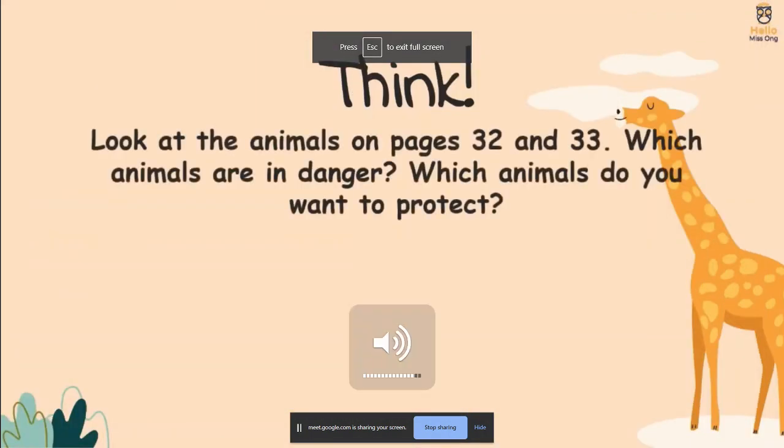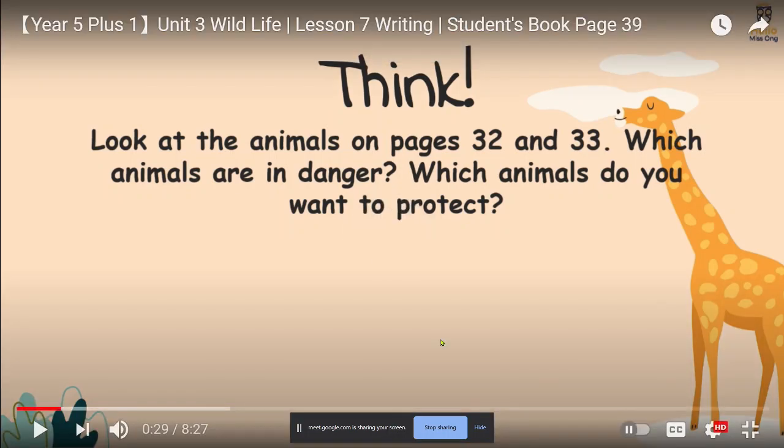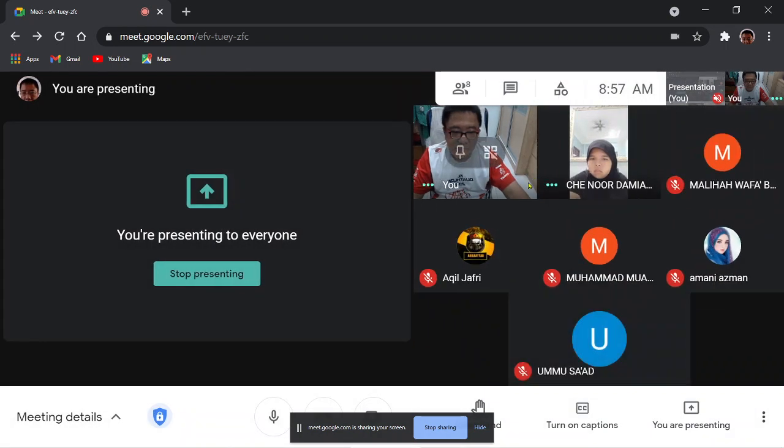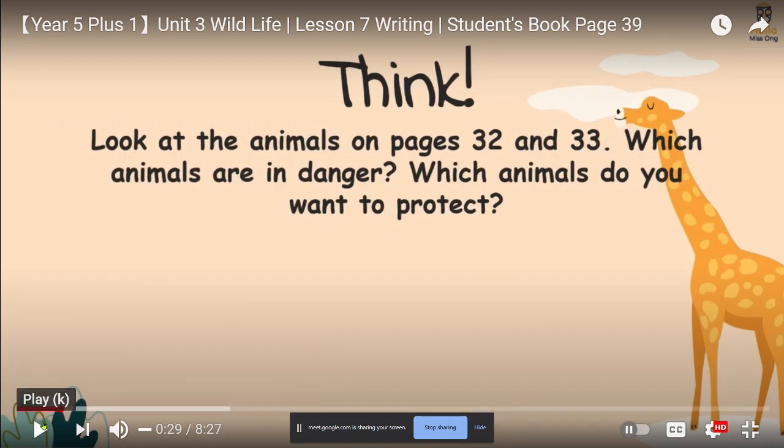Think. Look at the animals on pages 32 and 30. Hold on, somebody is coming. I have to admit them. All right, there are 8 persons altogether. Nice. 3. Which animals are in danger? Which animals do you want to protect?